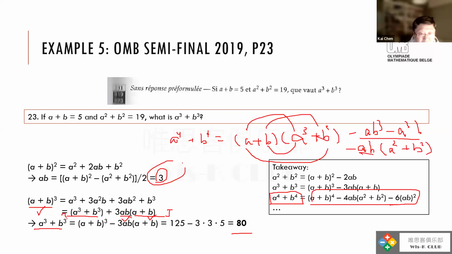So here AB is known. AB is 3. A square plus B square we know is 19, and A plus B we know. A cube plus B cube we know is 80. So we can easily find the sum of A to the 4th and B to the 4th. We can do these things again and again. We can find A to the 5th plus B to the 5th, and A to the 6th plus B to the 6th. Nothing strange. We can always use these tricks.